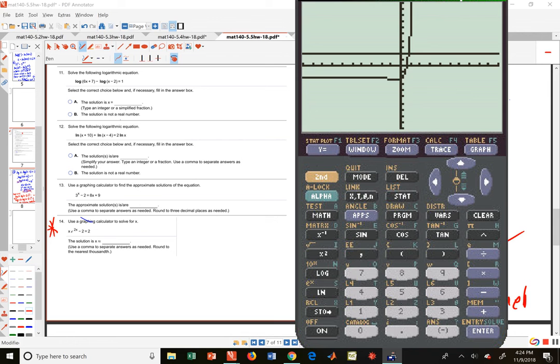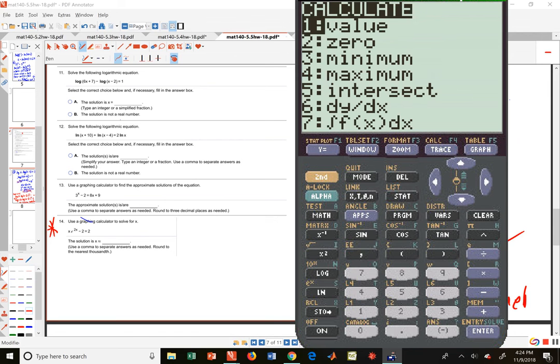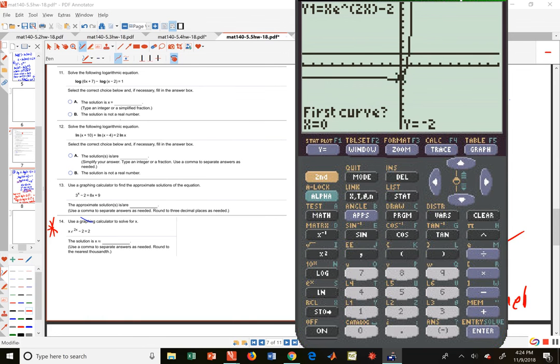Now, when you hit second function trace, you get to the calc menu. We're looking for number 5, intersect. Now it's going to ask some questions. I'm looking for the intersection between these two curves. It's going to ask first curve. You just always hit enter as long as you just have 2 functions in there. Second curve, you just hit enter. And then guess. Now there may be multiple intersections. There's only one in this case. So I'm just going to hit enter again, and it's going to go find it. It found the intersection. Got to be careful what it says.